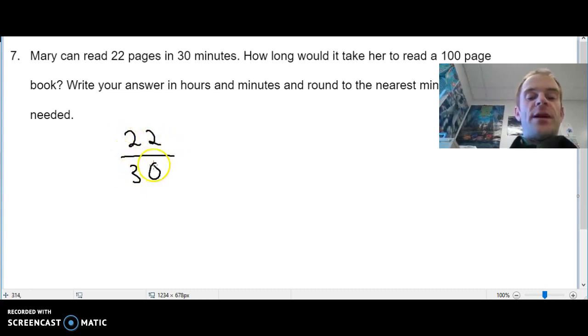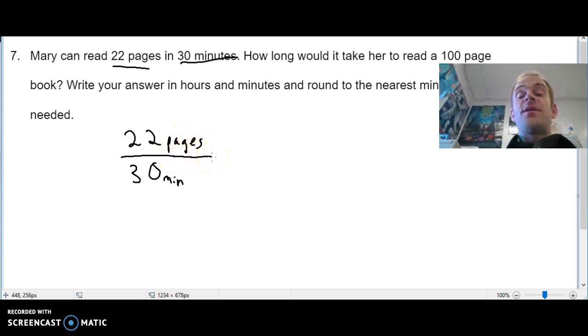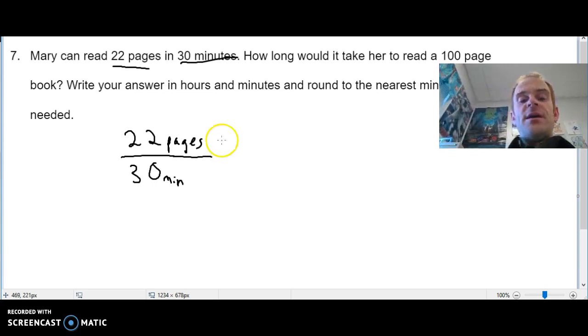So I'm going to pull out from the information I've been given. I can write a ratio because I know that for every 30 minutes, she reads 22 pages. So this is just finding a ratio. Now the part where this becomes a proportion is that in a proportional relationship, the ratio of 22 to 30 is the same as any other ratio that I can pull out.